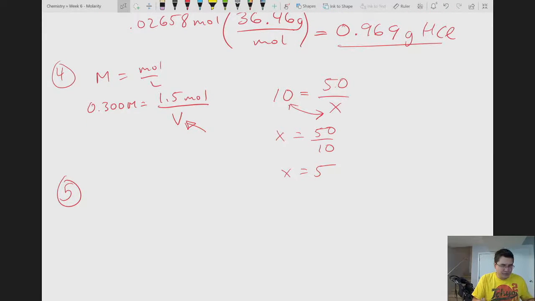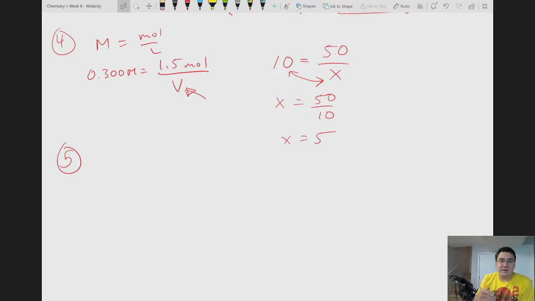Explain how you'd make a solution. There's a mini clip video on this one, but basically you need sodium thiosulfate. So sodium is Na plus, and thiosulfate is that guy. So again, you need 2 sodiums. Once you have the formula, you need 1.25 molar. You need 1 liter of it.